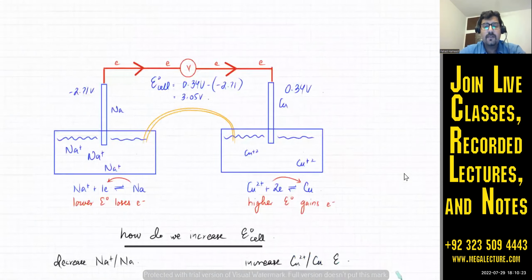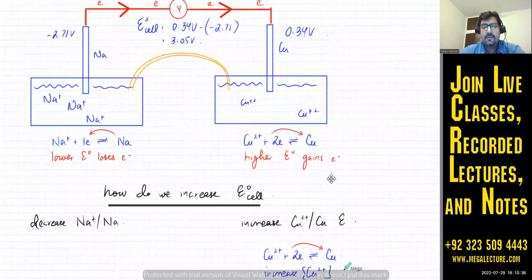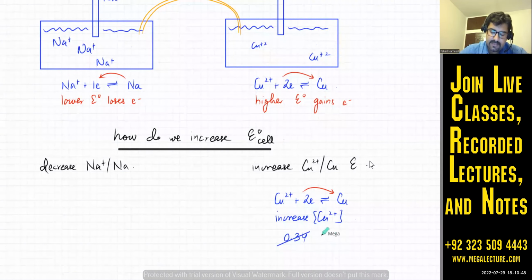Why would more current flow? What are copper ions doing? The electrons are coming from the other side, and copper ions are the ones gaining electrons. So if I have more copper ions over here, electrons will be gained at a much higher rate. If I shift it forward, the potential will increase on the right side, so it will become greater than 0.34. Instead of 0.34, it might become, let's say, 0.40 volts.